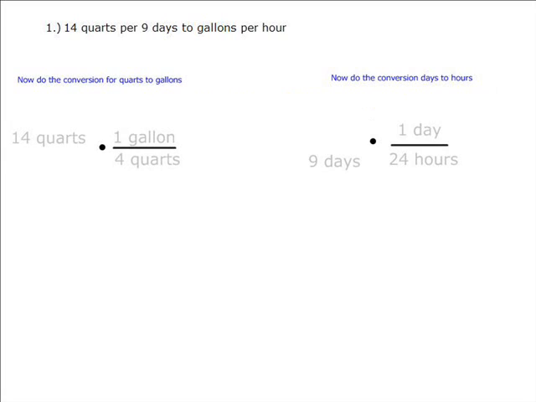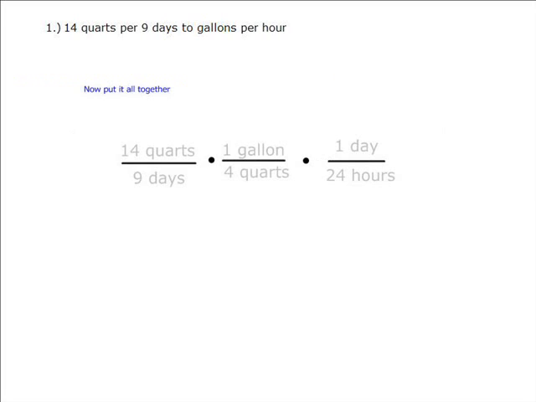Now we do the conversion for quarts to gallons. So 14 quarts times 1 gallon over 4 quarts. We also do the conversion for days to hours. We have 9 days times 1 day over 24 hours. This gives us our new conversions. Now let's put it all together. We have 14 quarts divided by 9 days times 1 gallon over 4 quarts times 1 day over 24 hours.